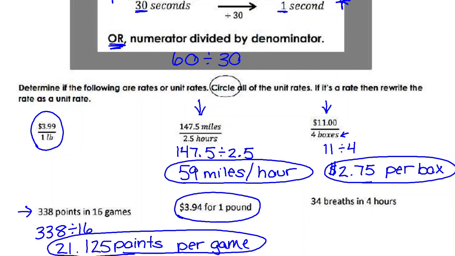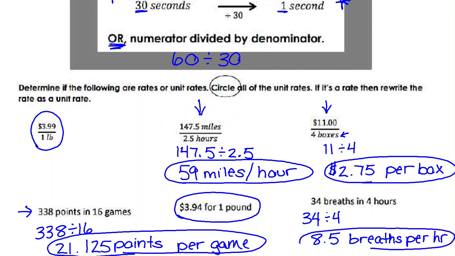Go ahead and try the last one. See if you can find the unit rate for that and label it correctly. So you're just going to divide them. So you have 34 divided by 4. And when you divide that, you get 8.5. And when we label this, we're just going to use it in the same order. Breaths per hour. And you can also use that slash.